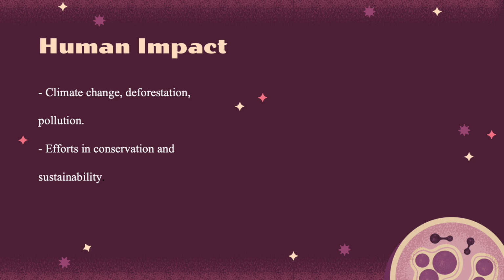Plastic waste harms marine life, with microplastics entering the food chain. And overfishing disrupts marine ecosystems, reducing populations of key species. However, there's hope. Conservation efforts like renewable energy and sustainable practices can reverse these trends.